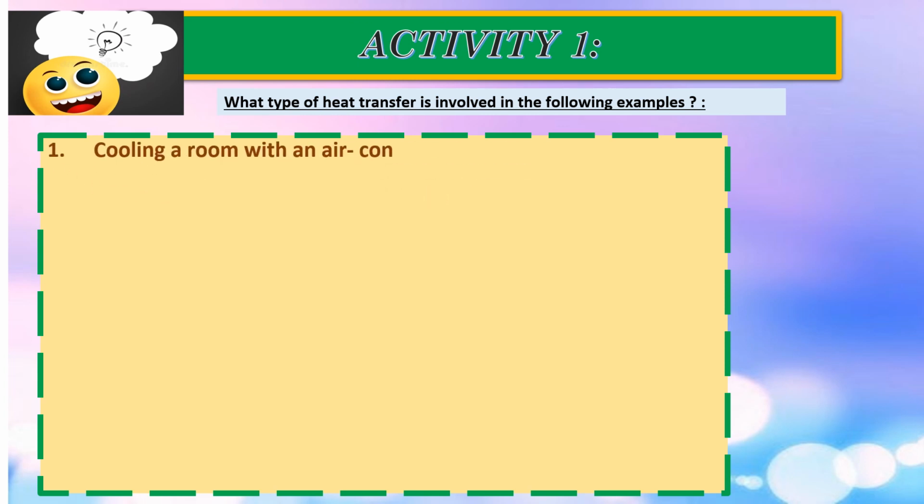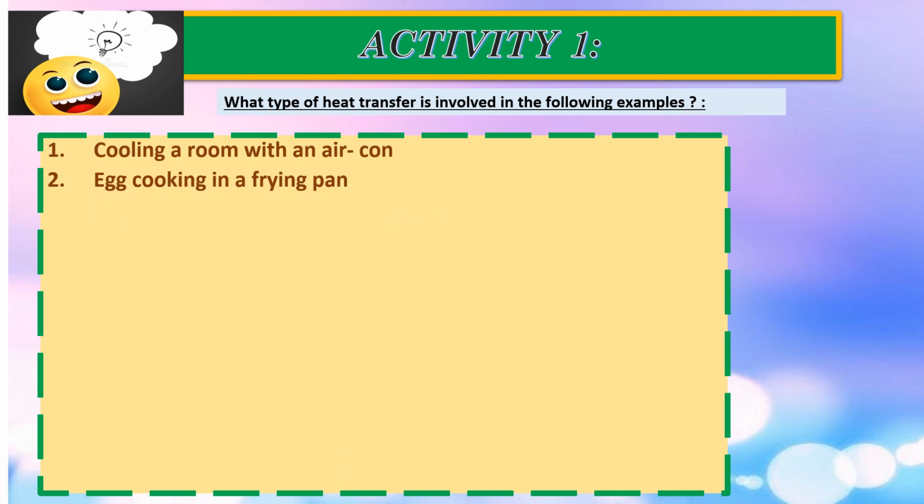Okay, for our activity, let's identify the type of heat transfer involved in the following examples. Number 1, cooling a room with an aircon. So, yung aircon, di ba? The warm air, since siya ay magaan, it rises. And then the colder air, since siya ay mabigat, will sink, bababa. So, what type of heat transfer is that?